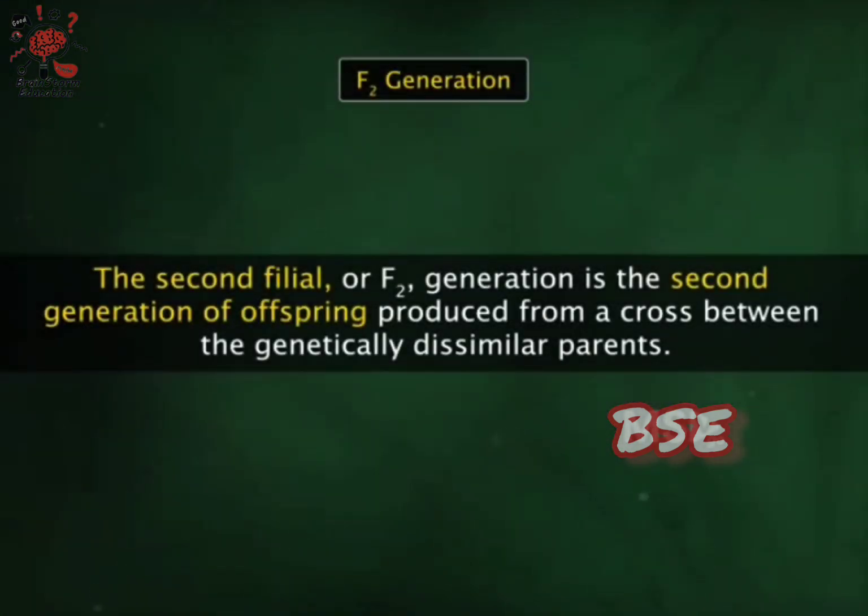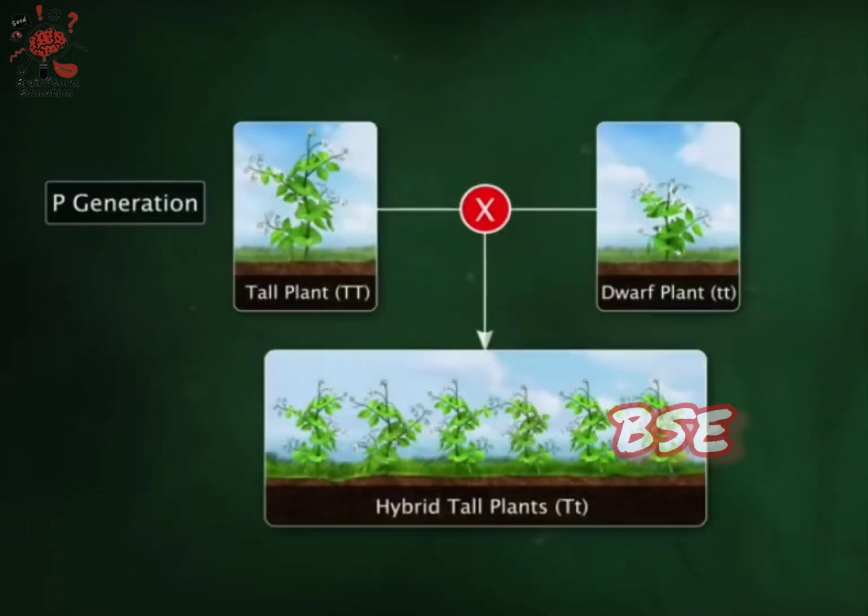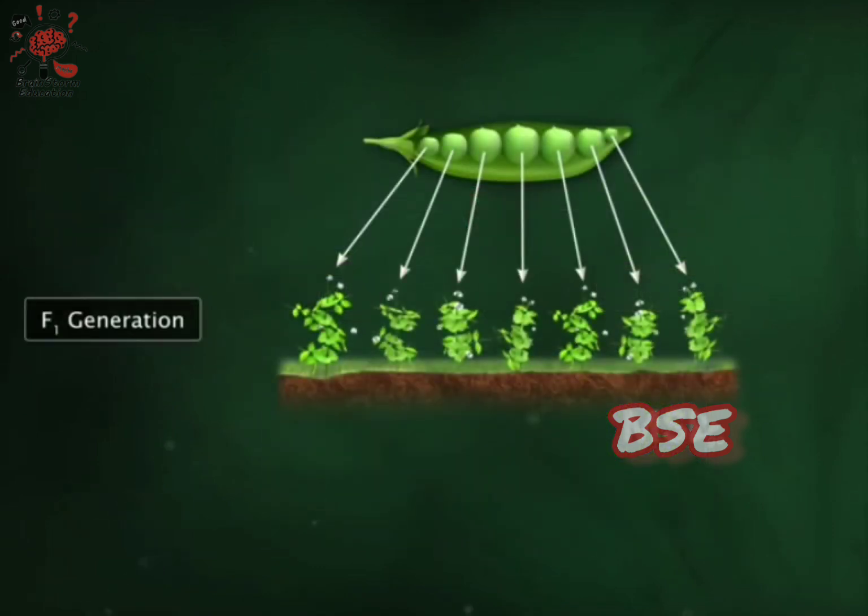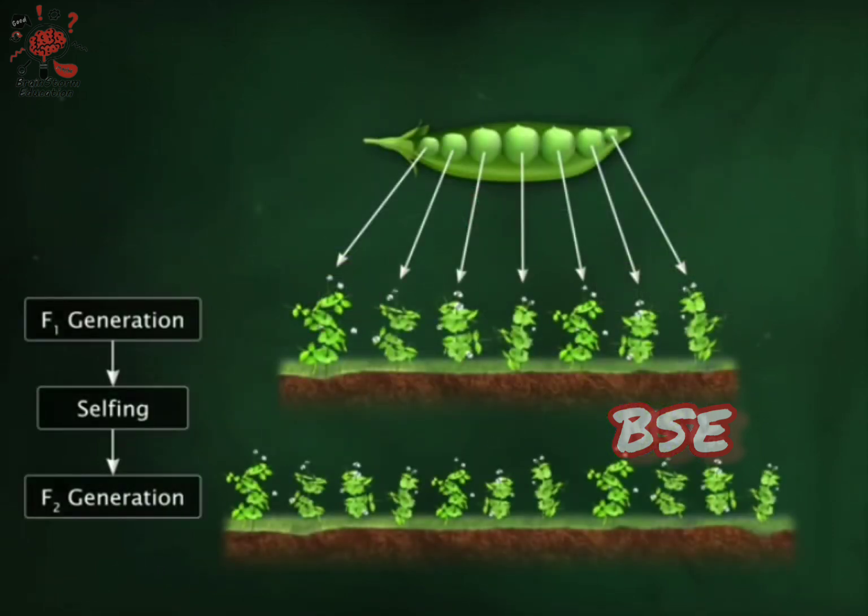F2 generation. The second filial or F2 generation is the second generation of offspring produced from a cross between the genetically dissimilar parents. For example, in this cross, the progeny produced by the selfing of the F1 generation belong to the F2 generation.